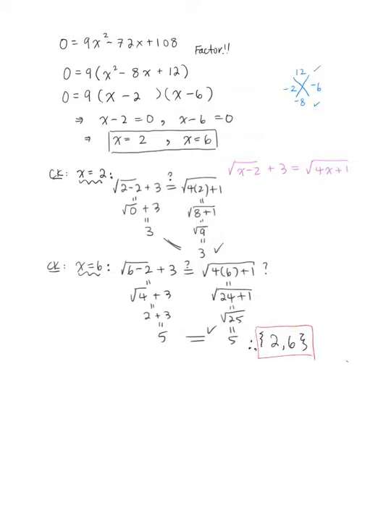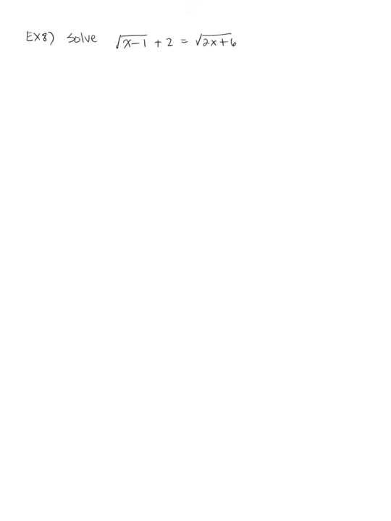So this problem was the worst case scenario because we had to try to get rid of the radicals twice. But we can do it. Alright, now what I want you to do is just pause the video and try this worst case scenario problem on your own. Alright, let's see what you got.